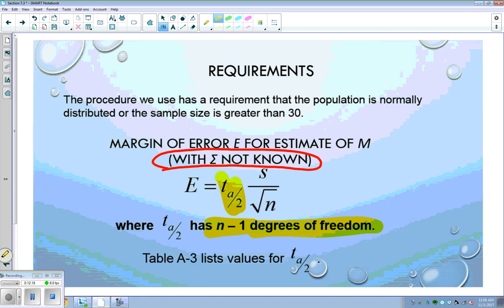Well, my alpha is going to tell me that. Okay, my alpha is going to tell me that. So if I had a 95% confidence level, right, we know that alpha is what? 5% or 0.05. That would be my alpha for a 95% confidence level, just like we did in the previous section.